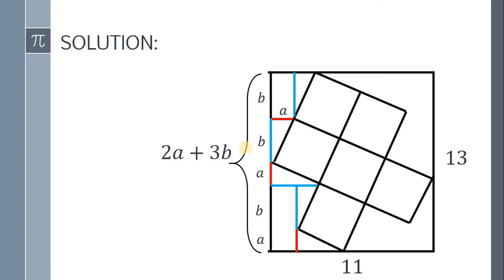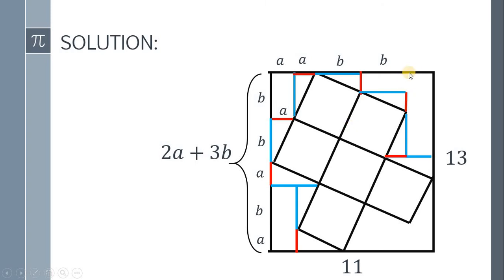Next, do the same strategy on the other side. So let's make a bunch of red and blue lines like this. Now, since this side length is opposite of side A, it must be A. Next, we have again a red line, so it must be A. We have a blue line, we have B. Another blue line, we have B.